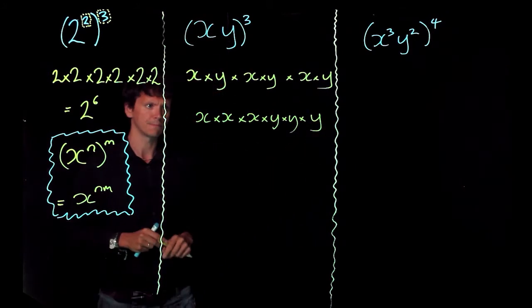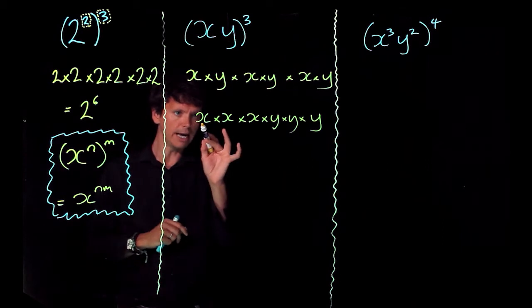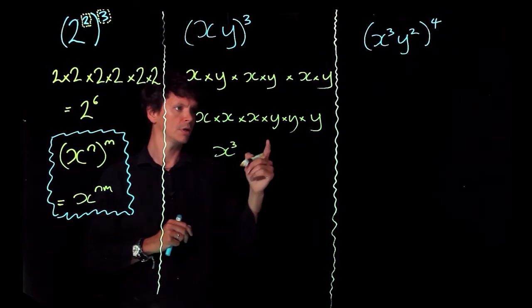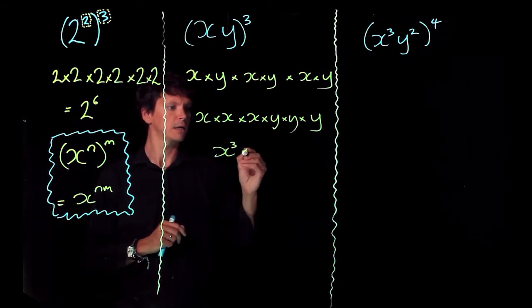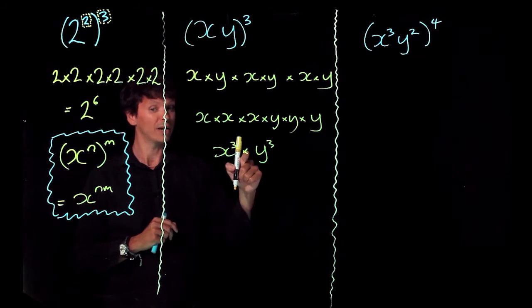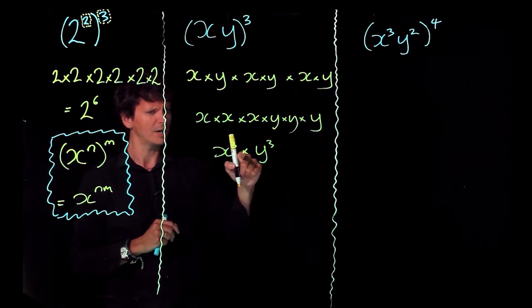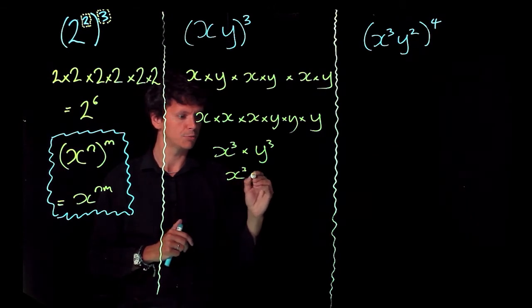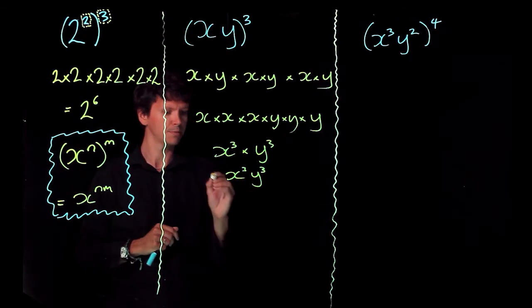I've just rearranged it. And we can see that x times x times x, well, we know that that is x cubed, times y times y times y is y cubed. So now we get into the proper notation. We don't actually write that multiplication sign in there. So our answer is actually x cubed y cubed.